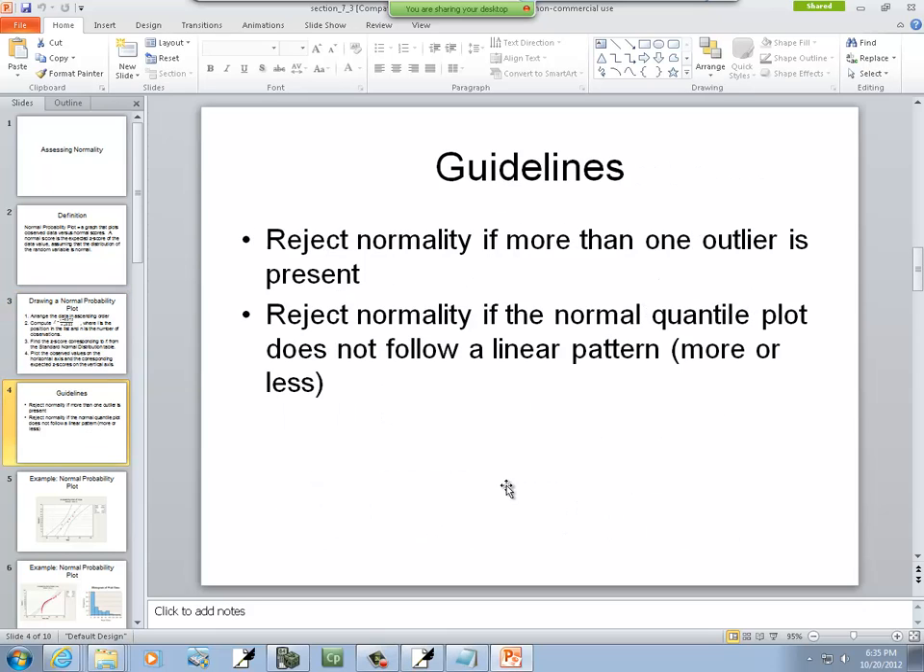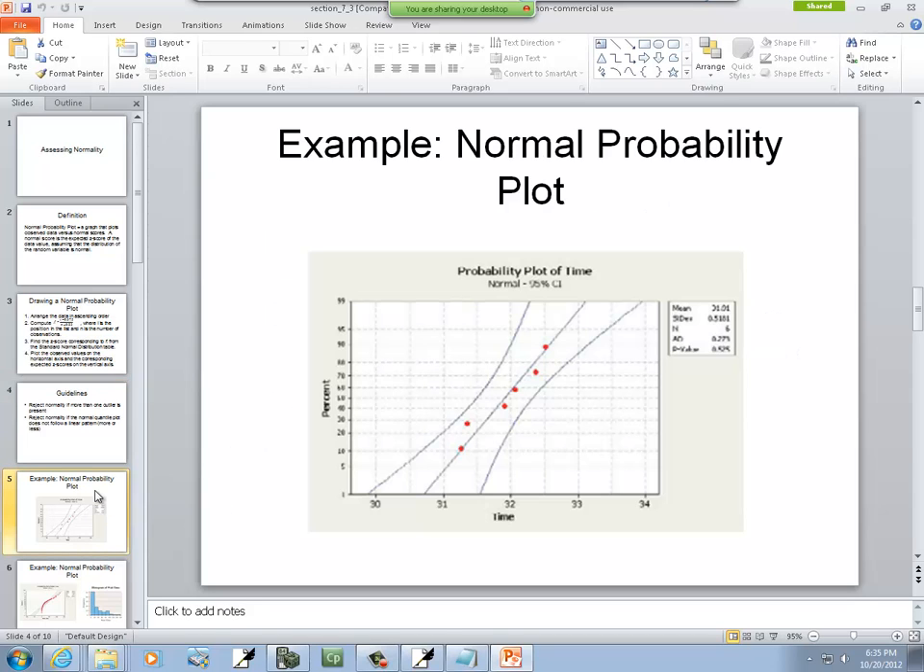Now once we come up with our graph, our guideline is to reject normality if more than one outlier is present. Now this is from an old edition. I kind of like it, so I kept it. And reject normality if the normal quantile plot does not follow a linear pattern, more or less.